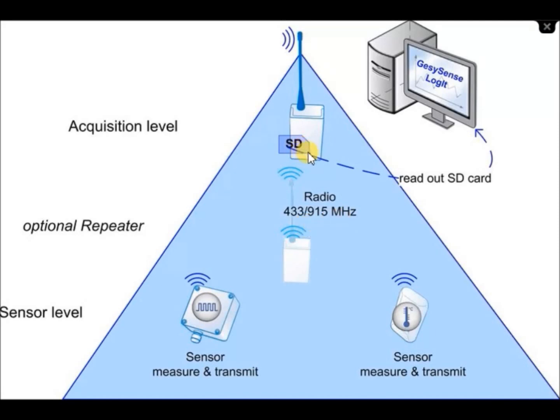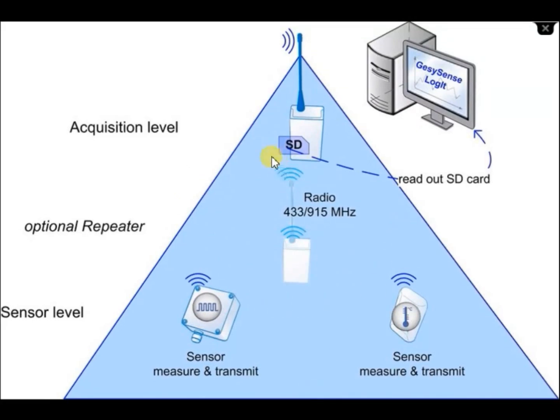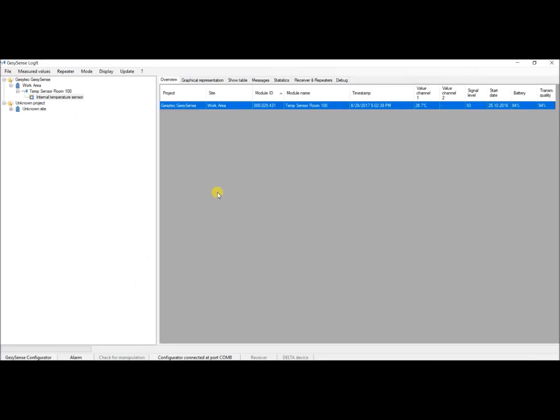At the acquisition level, we have our receiver, where all the sensor data is received and stored locally on the SD card, and the real-time values are made available over Modbus TCP or Modbus RTU. So we have our Logit software for managing and commissioning the GesySense network. One can also integrate the GesySense system into their present system using the GesySense web service from the receiver or the Modbus interface. Let's have a look at the Logit software.